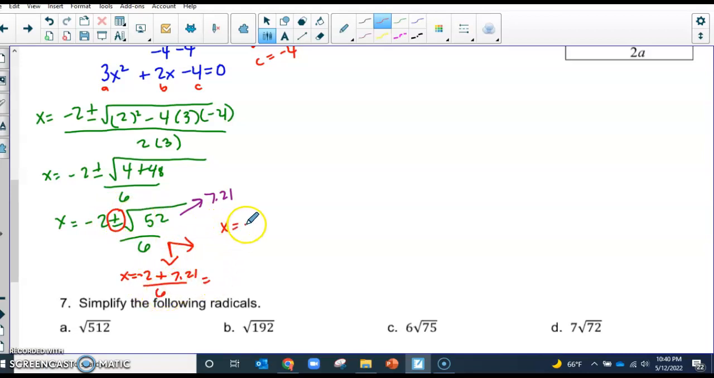And I've got x equals negative 2 minus 7.21 divided by 6. When I plug these into my calculator, this bottom one is going to be 0.87, and this top one is going to be negative 1.535. So x equals 0.87, and x equals negative 1.535.